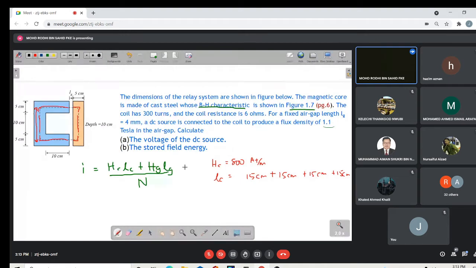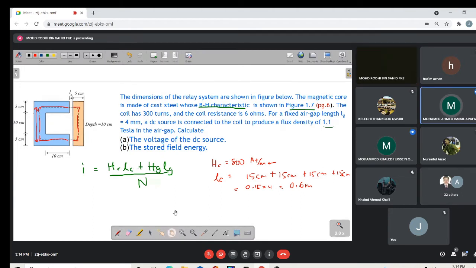Okay, so these are the length of the core. So we have to convert to meter. It means 0.15 multiplied with 4, is it? So what is it? Anybody help me? 0.6. Okay, 0.6 meter. So we get 0.6 meter for Lc. Okay, so we are done with Lc.